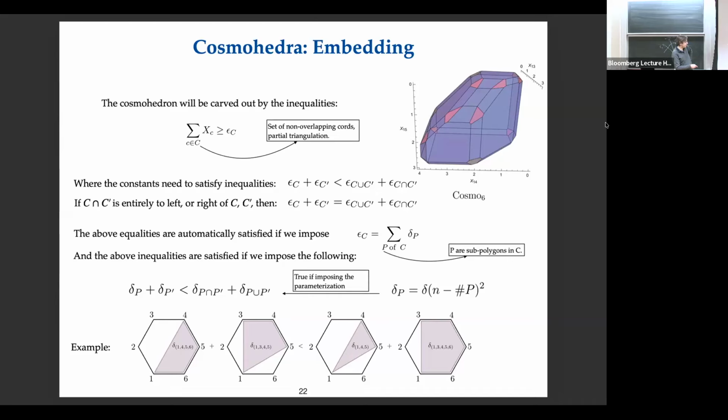You associate the delta, for example, with this square, this other square, then the intersection will be this triangle, which also has a delta associated to it, and this union is a pentagon, which has another delta. So in the end, all you need to do is write down your inequalities. You impose the ABHY constraint, meaning you write the x's in terms of these non-linear variables, and you have to pick a base triangulation. And the epsilons, you just map them to these deltas, which are parameterized by this function. So if you just input this, then you get an embedding for the Cosmohedron, and then you can read off the wave function.